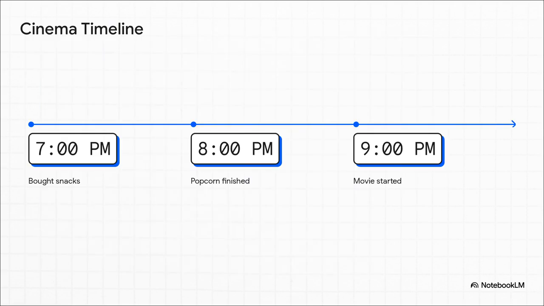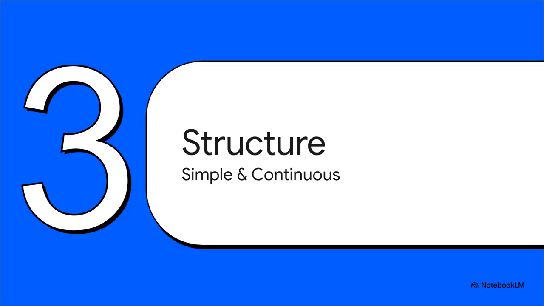Let's picture a timeline to really cement how we sequence these two past events. Imagine you went to the cinema yesterday. At 7 p.m., you bought snacks. At 8 p.m., you finished your popcorn. And then at 9 p.m., the movie finally started. If you're telling me the story today, you would say, by the time the movie started at 9 p.m., I had already finished my popcorn. The past perfect there, had finished, clearly signals that the popcorn was completely gone before the opening credits ever even rolled.